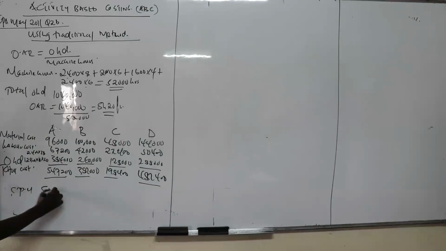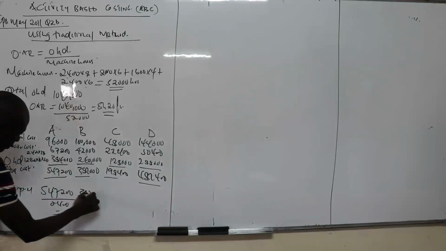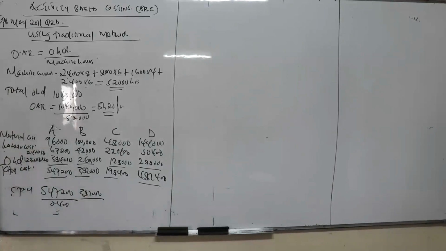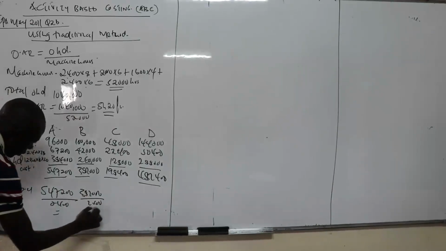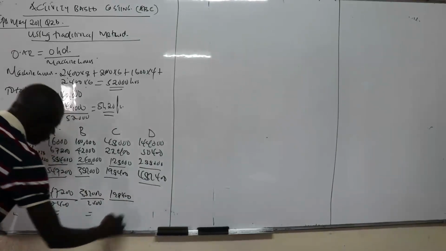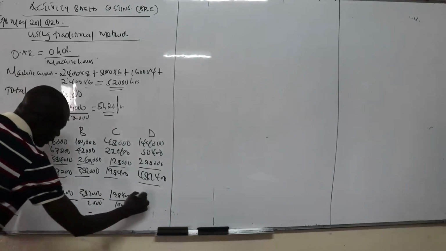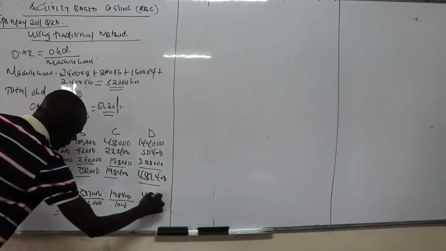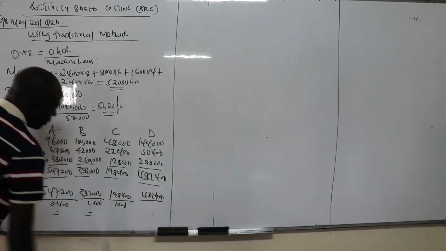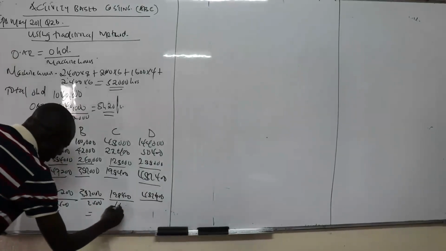This one is going to be 547,200. You divide by 2,400 here, so you get the cost per unit. This one is going to be 382,000. You divide by 2,000. You get the cost per unit. This is 198,400. You divide by 1,600. This is 482,400. You divide by 1,600.